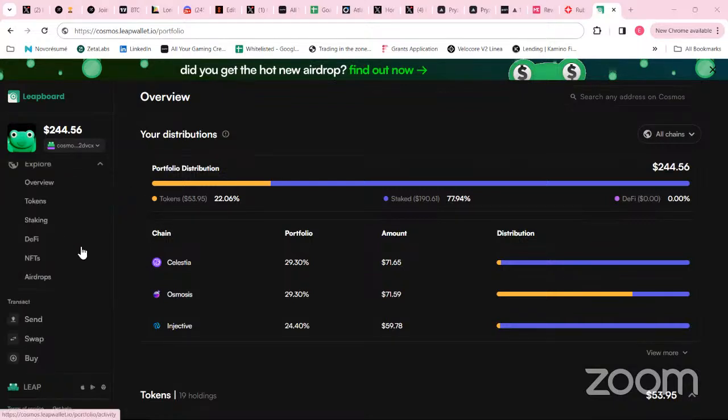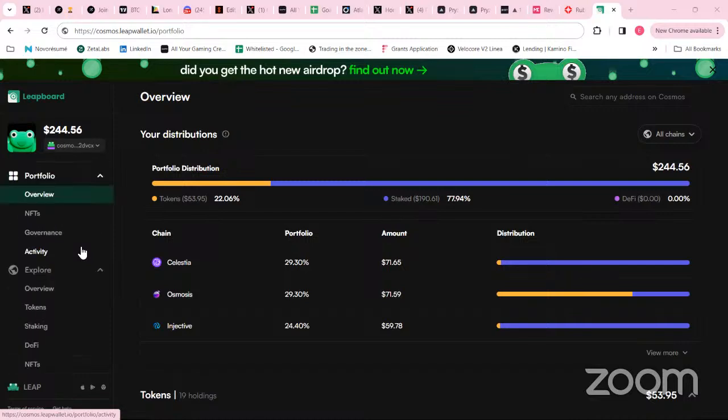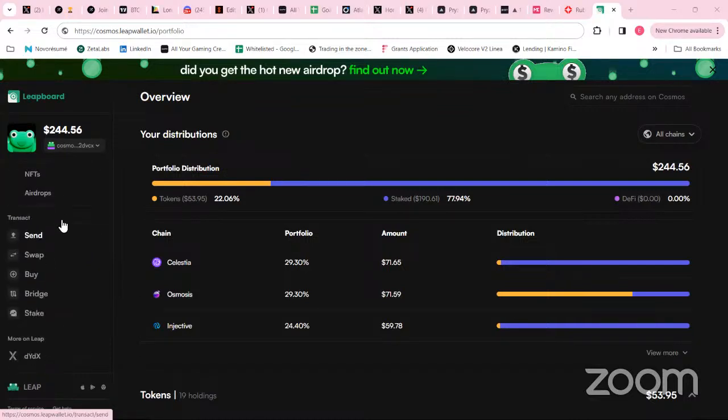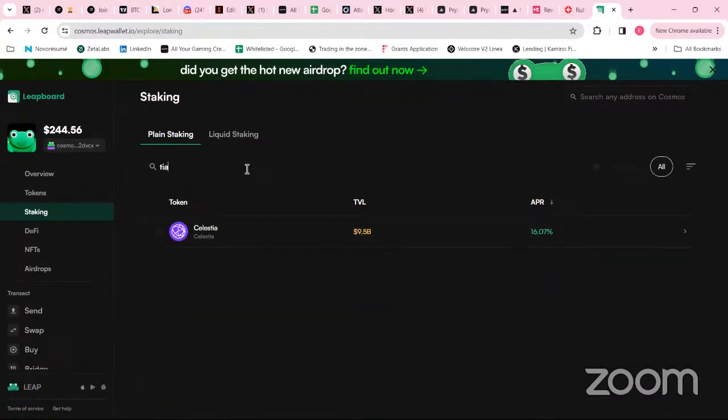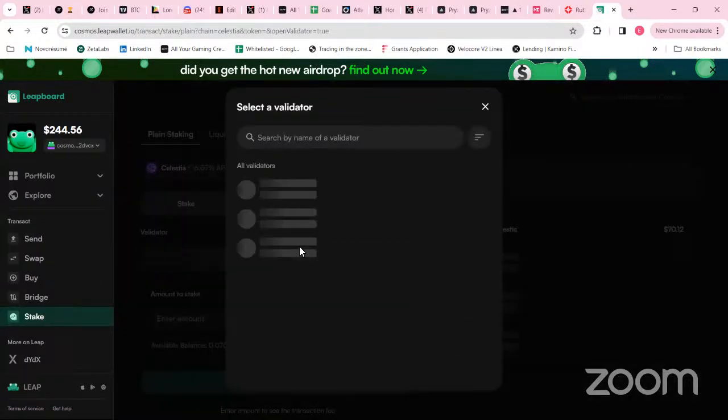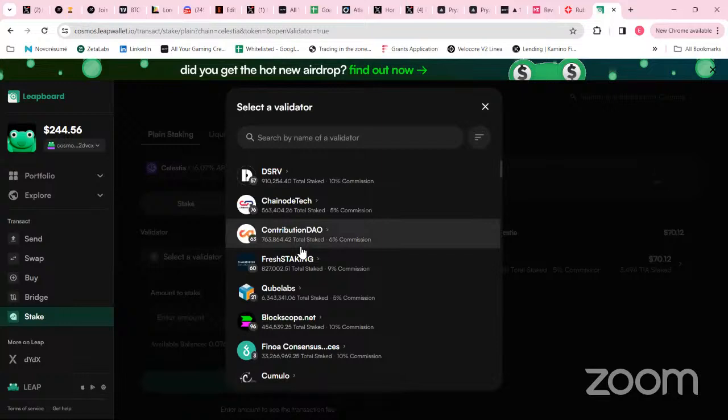So this is for staking. If you come to the lower left hand corner, you can see portfolio, explore, and staking. You can choose whatever you want to stake. You can search for whatever you want to stake. Let's say I want to stake TIA. You search TIA and click on it. By that time, you have sent TIA to your Leap wallet. Once you send TIA to your Leap wallet, it will reflect here, and then you search.